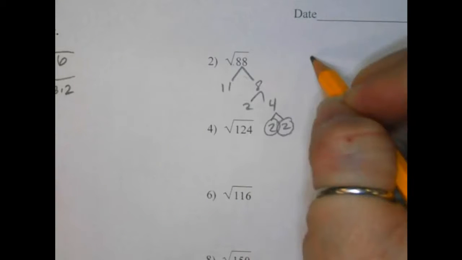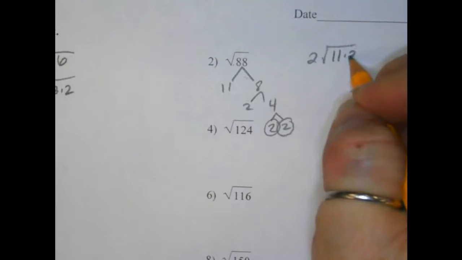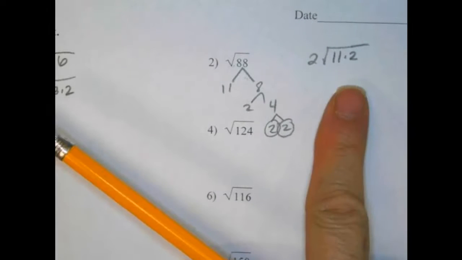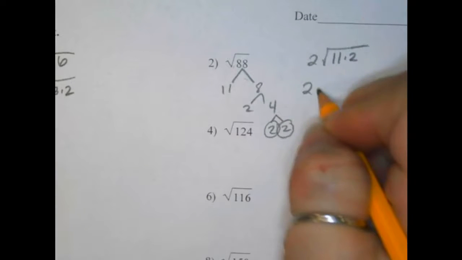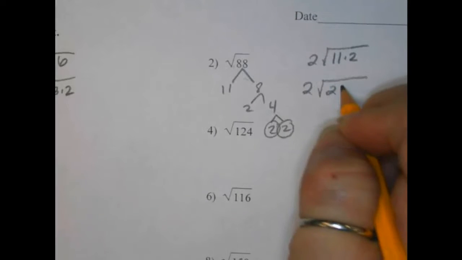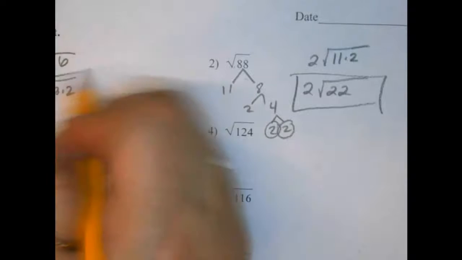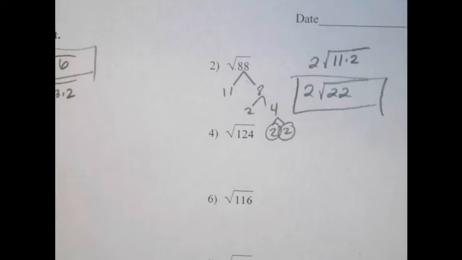So I'm going to pull out my 2. And it's going to be square root 11 times 2, right? But I don't want that multiplication, so it's going to be 2 square root, what's 11 times 2? 2 square root 22. That is my exact answer. Easy peasy, right? So you're just taking out your factors. You're pulling out your pairs.